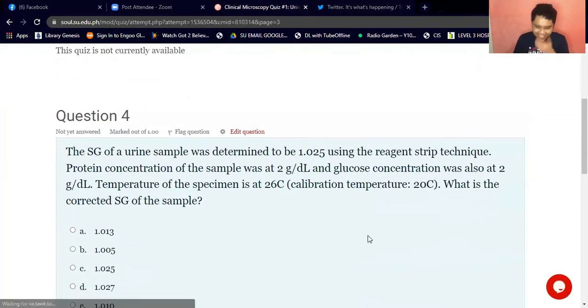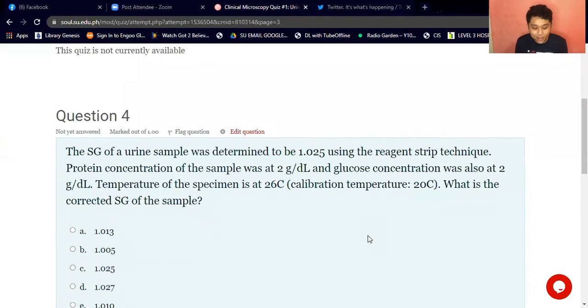Page 4. Okay, ito. The SG of a urine sample was determined to be 1.025 using the reagent strip technique. Protein concentration of the sample was at 2 grams per dl, and glucose concentration was also at 2 grams per dl. Temperature of the specimen is at 26 degrees Celsius. The calibration temperature is at 20 degrees Celsius. What is the corrected SG of the sample? What's the answer?